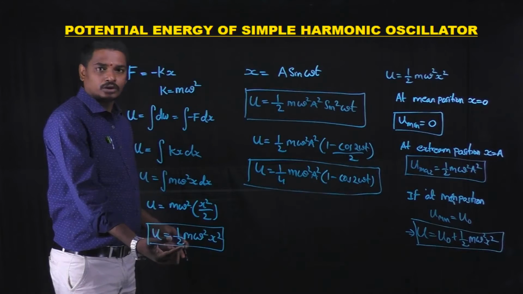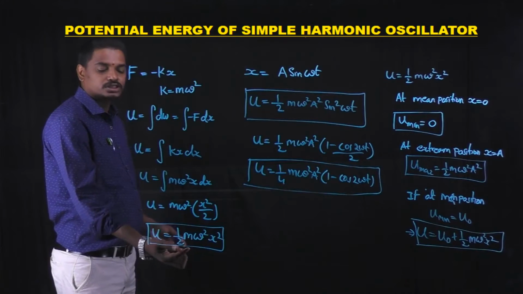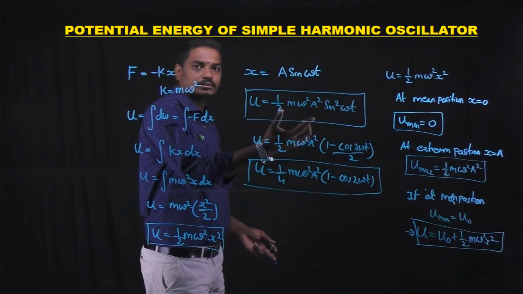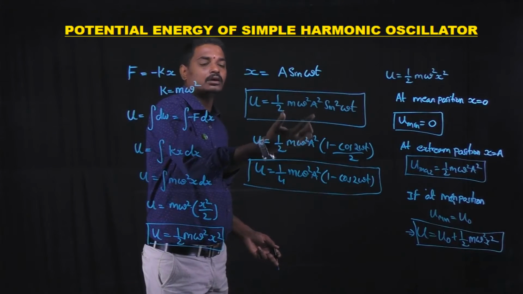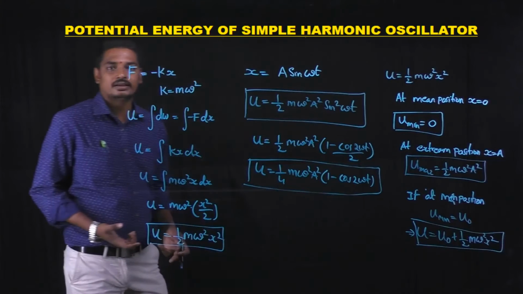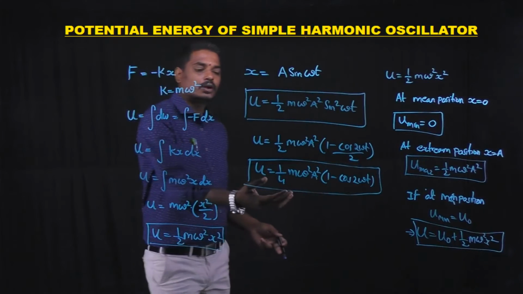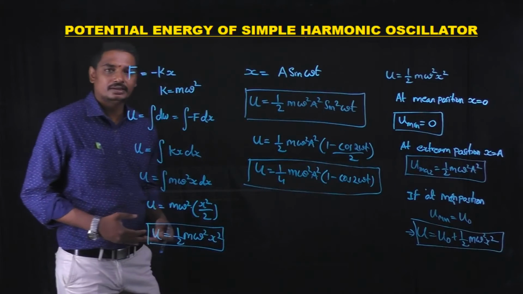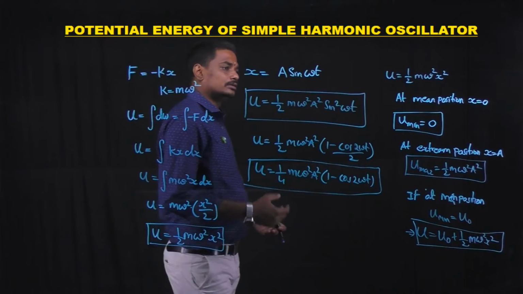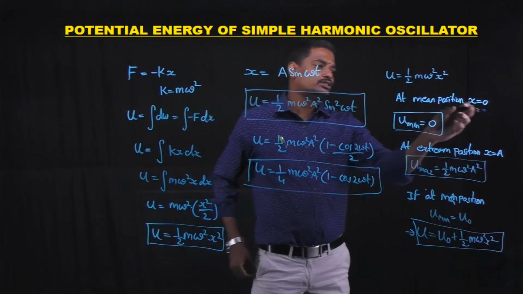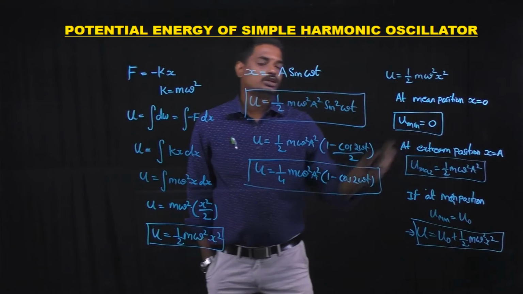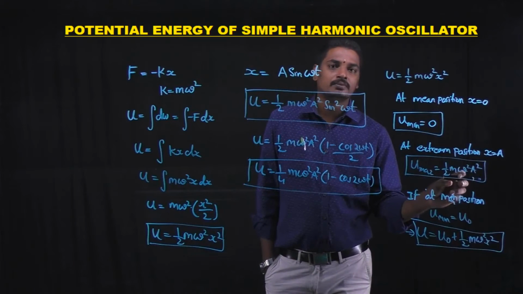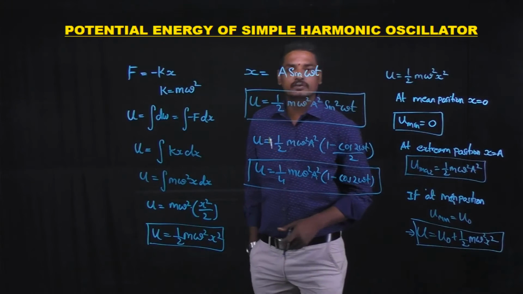If we want to write the expression in terms of displacement, it is half m omega square x square. In terms of phase or time, it is half m omega square A square sin square omega t, or 1 by 4 m omega square A square into 1 minus cos 2 omega t. At mean position, the potential energy is minimum, equal to 0. At extreme position, the potential energy is maximum and is equal to half m omega square A square.